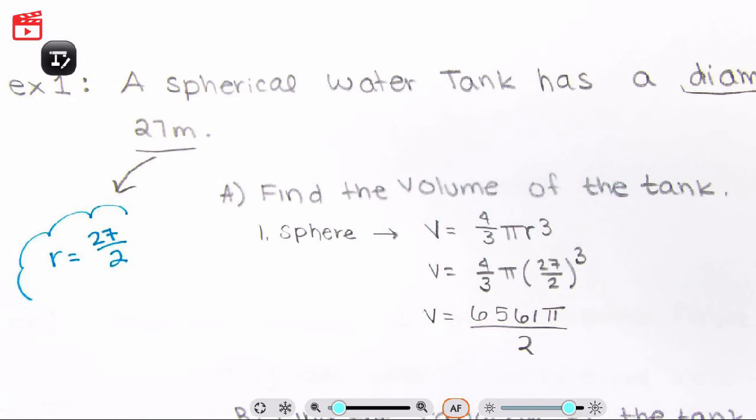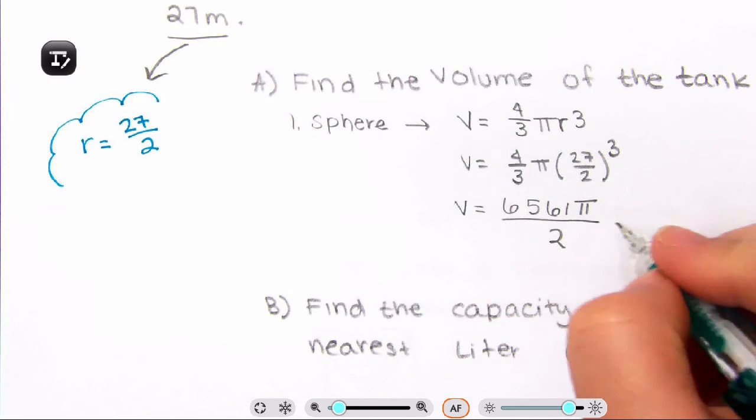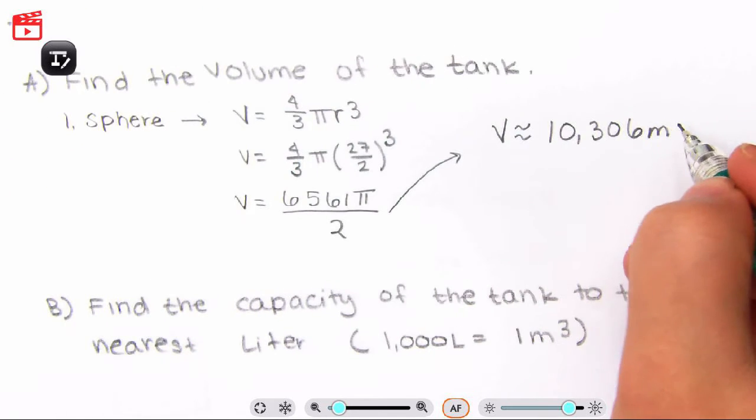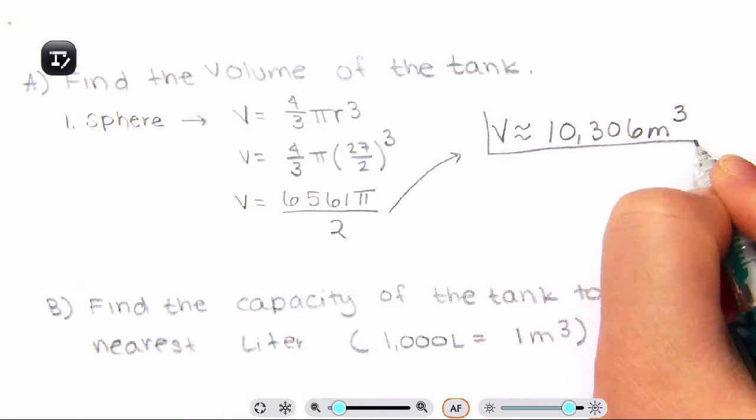And I'm trying to get my calculator to round the answer, and it's not wanting to, so give me a second. Oh, you know why it wasn't working? Because I was pressing the wrong button. Okay, so if we are rounding, we are looking at 10,306, what are we doing, meters. And then what are we finding? Volume. Volume is always cubed.